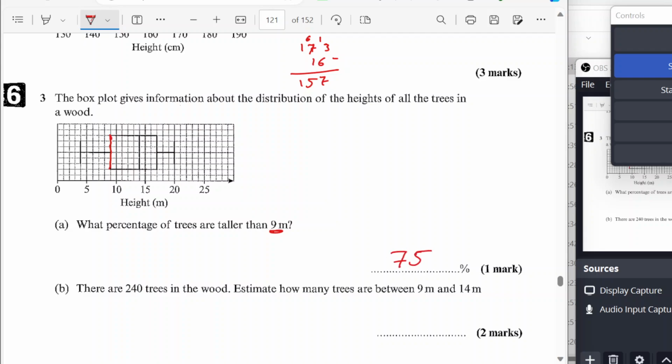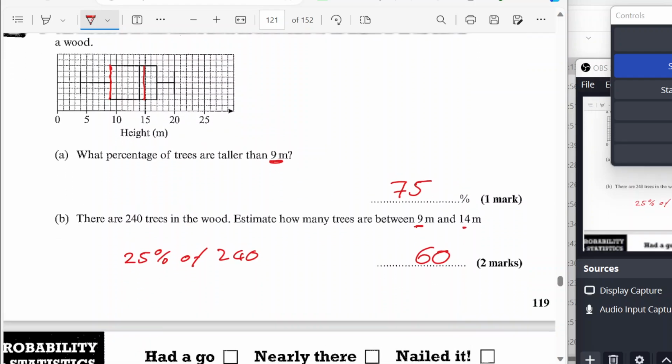And there are 240 trees in the wood. Estimate the number of trees that are between 9 meters, which we've already marked, and 14 meters. 14 meters is here. So that's between the lower quartile and the median, so that's 25% of the value. So we want 25% of 240. So a quarter of it, so halve it and then halve it again, so 120, 60.